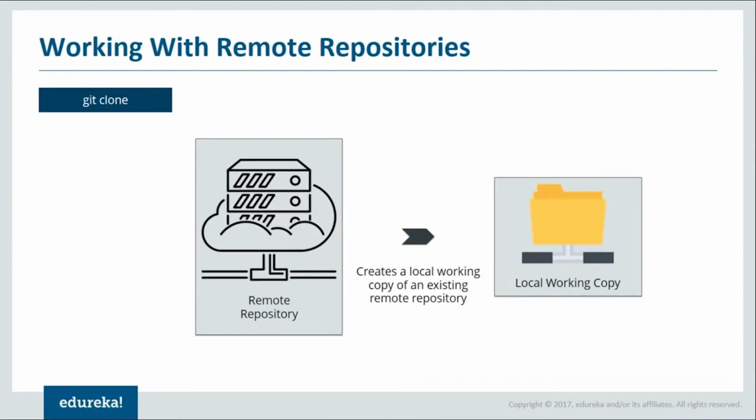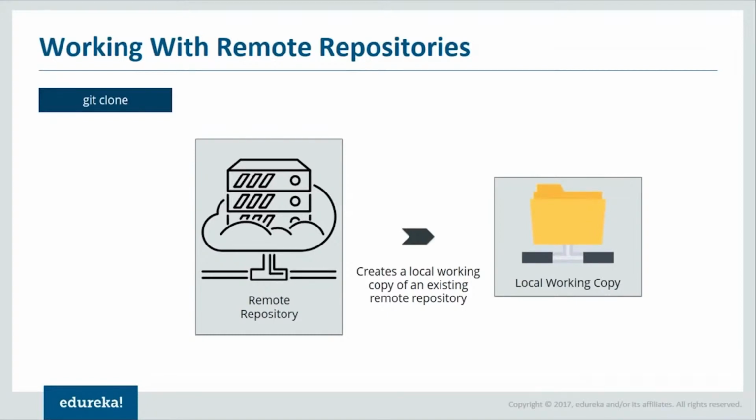So now we're going to see how to clone a remote repository. So to create a local working copy of an existing remote repository, we'll use git clone to copy and download the repository to a local computer. Cloning is the equivalent of git init when working with a remote repository. Git will create a directory locally with all the files in repository history.